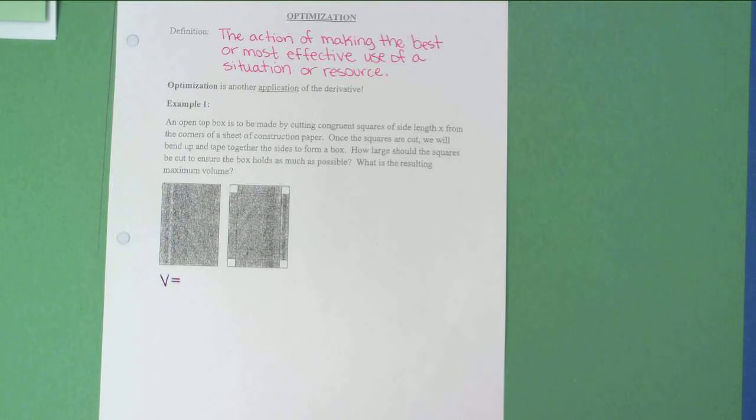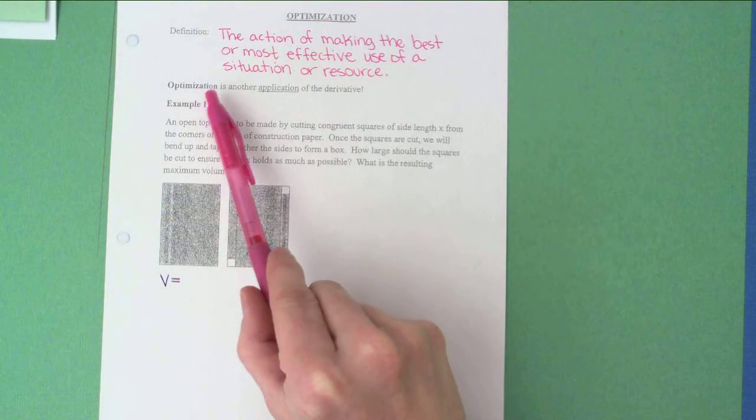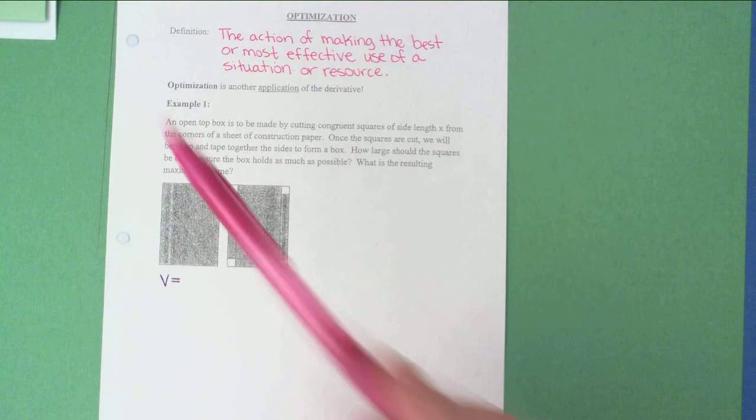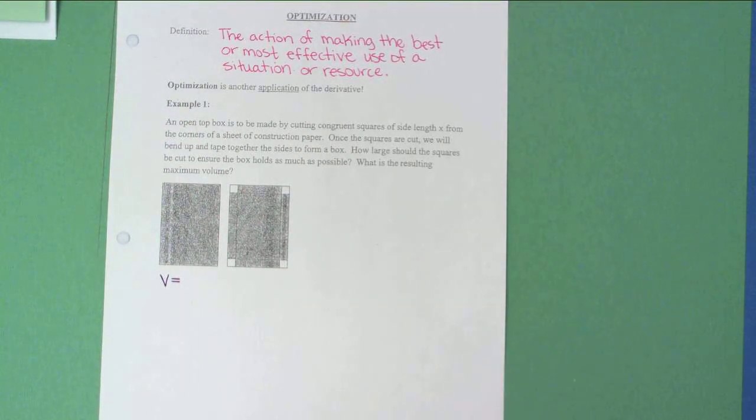Okay, underneath the definition, optimization is just another application of the derivative. So let's take a look at example 1. I'm just going to read it out loud. An open top box is to be made by cutting congruent squares of side length x from the corners of a sheet of construction paper. Once the squares are cut, we will bend up and tape together the sides to form a box. The question is, how large should the squares be cut to ensure that the box holds as much as possible? What is the resulting maximum volume?